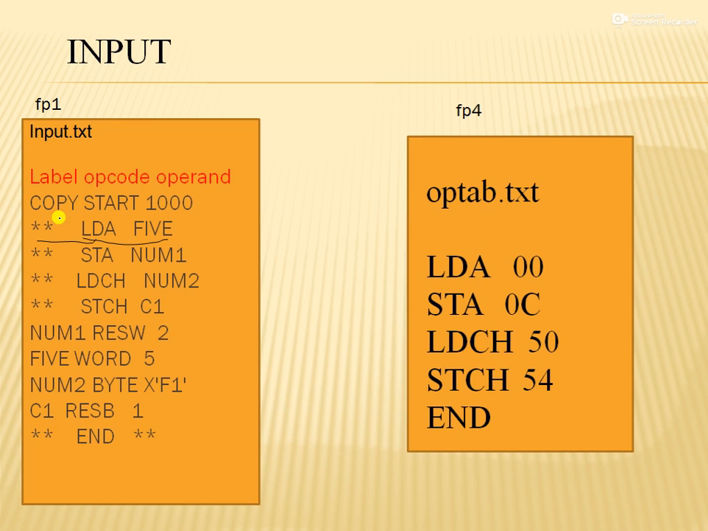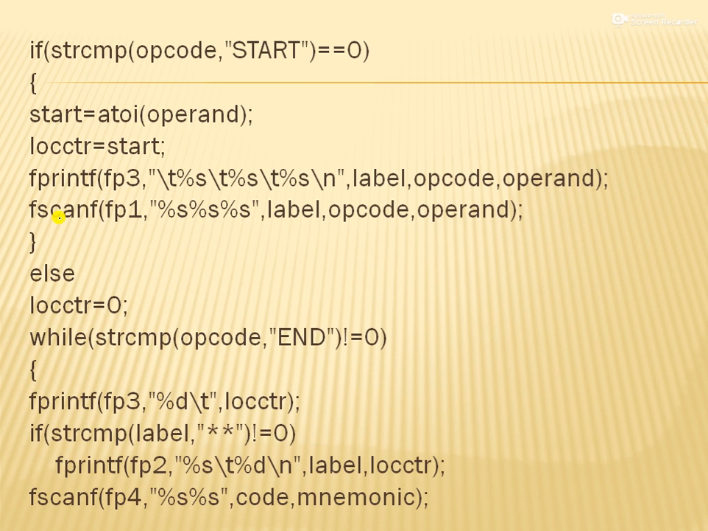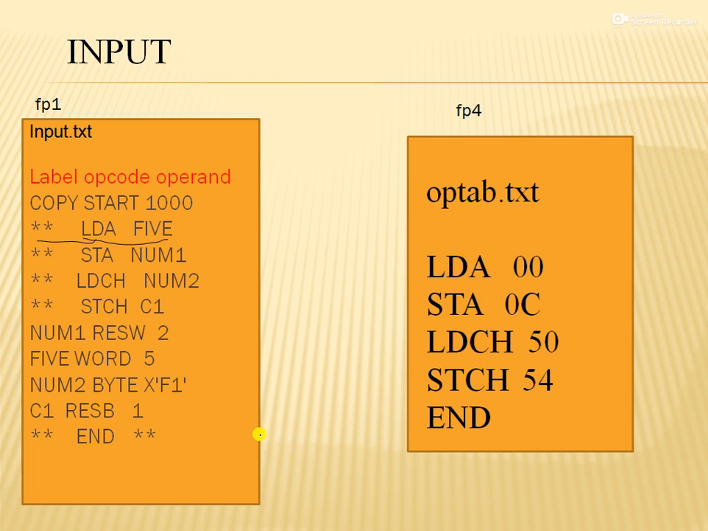Then after that you are checking whether this label value is star star. That means whether there is a value in the label. If there is no value, the label will be star star. In case a label is there, then that should be written along with the location counter value to the symbol table. So here in the first line, second line, you can see there is no label.